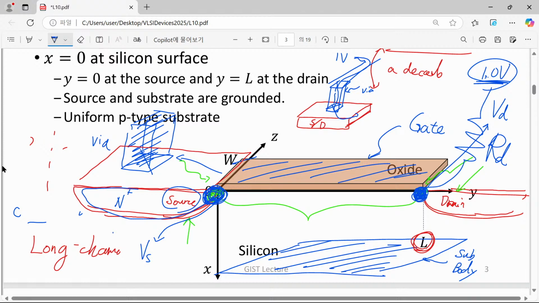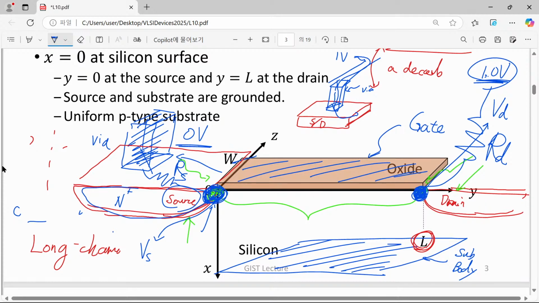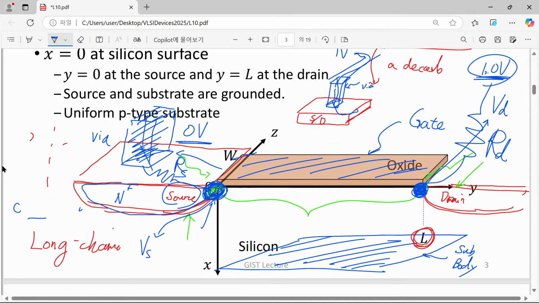Quite similarly, although we can apply 0 volt to our source, the internal source voltage can differ from that grounded voltage if there exists a certain source resistance. So please understand this one. But anyway, we will live with this kind of simplification.